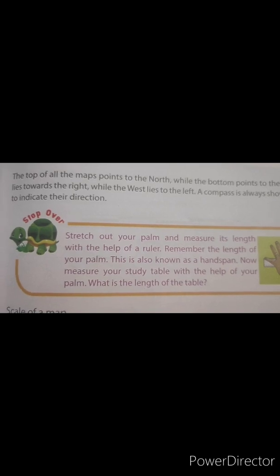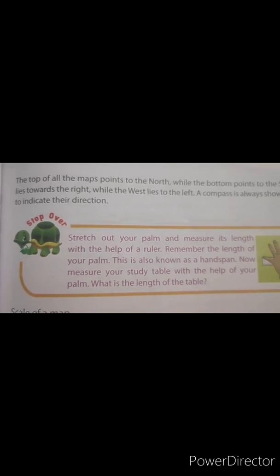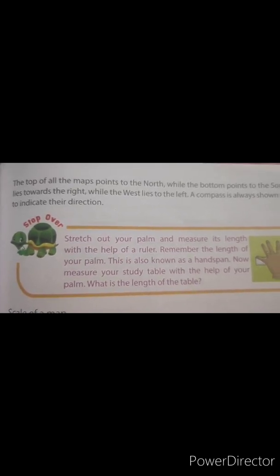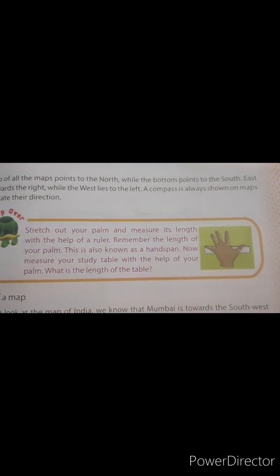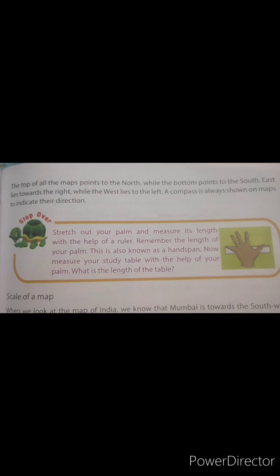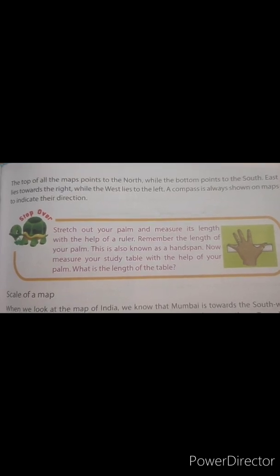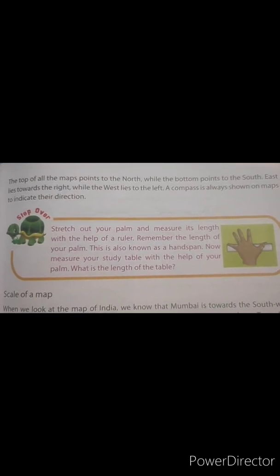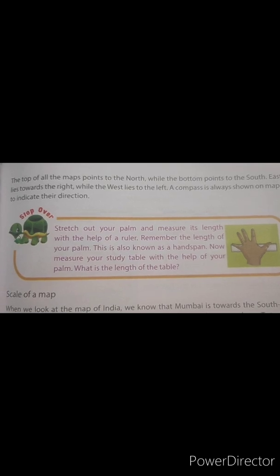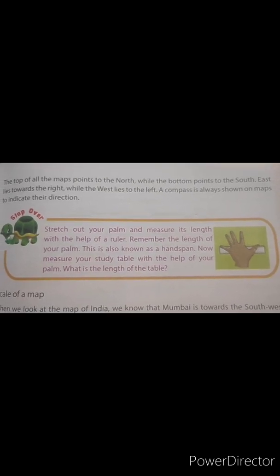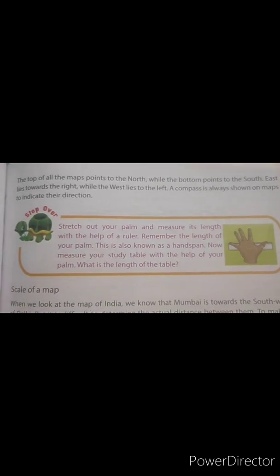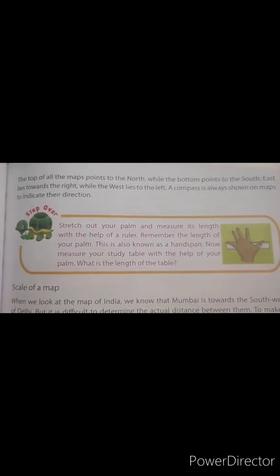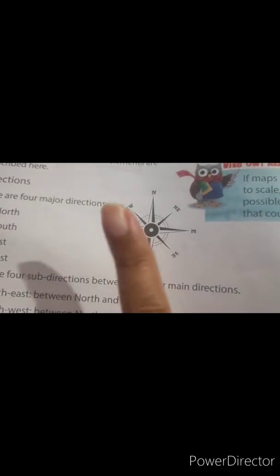The top of all the maps points to the north, while the bottom points to the south. East lies towards the right, while the west lies to the left. A compass is always shown on maps to indicate their directions. This is the compass.